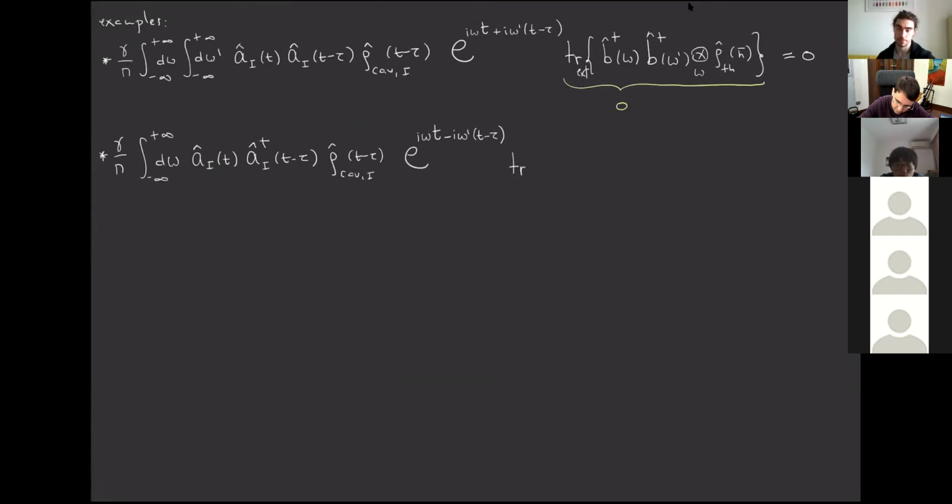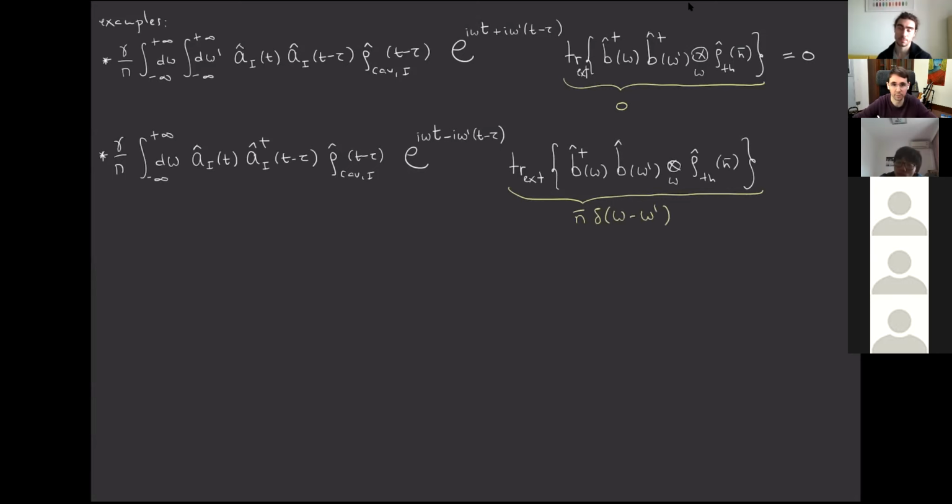And then finally, we get here a trace over external modes. And now we will have B dagger of omega, B of omega prime, and then the thermal state of the environment. Okay, but now this is not zero. This, as I have written there, is the number of excitations times the delta function of omega minus omega prime. This is very nice because now one integration over omega, we can remove it. Oops, I actually wrote only one. That's why I had so much space.